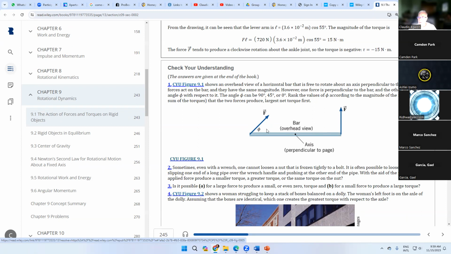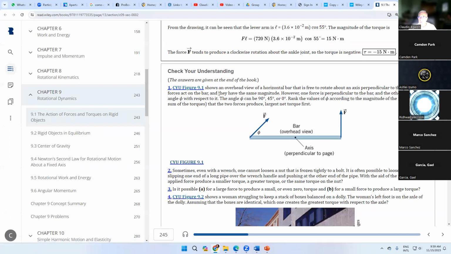We have this bar, okay? It shows an overhead view of a horizontal bar that's free to rotate about an axis perpendicular to the page. But this axis coincides with the center of gravity, the center of mass of the object. Two forces act on the bar and they have the same magnitude. However, one force is perpendicular to the bar and the other makes an angle phi with respect to it. The angle phi can be 90 degrees, 45 degrees, or 0 degrees. Rank the values of phi according to the magnitude of the net torque.